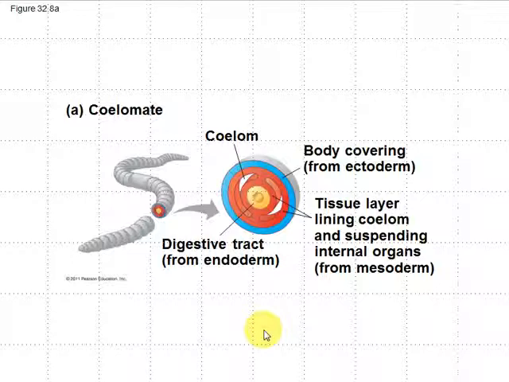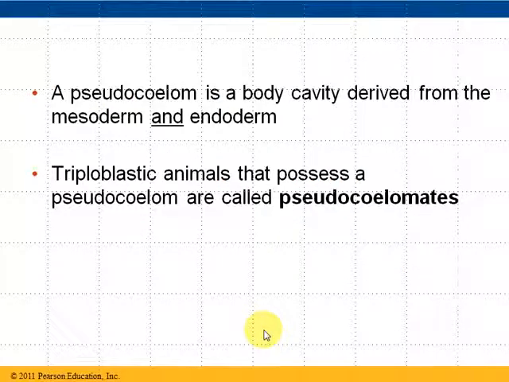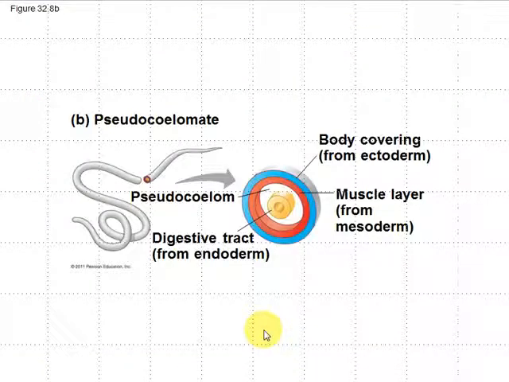There is a variation of this body form called a pseudocoelom or a pseudocoelomate, pseudo meaning false or fake. A pseudocoelom is a body cavity derived from the mesoderm and the endoderm, and triploblastic animals that possess a pseudocoelom are called pseudocoelomates. And so here you have a different type of worm, a different creature, where his opening, the body cavity that you see, is basically formed from both the endoderm and the mesoderm. So you see the opening, the body cavity touches both the red and yellow tissues. That makes it a pseudocoelomate.